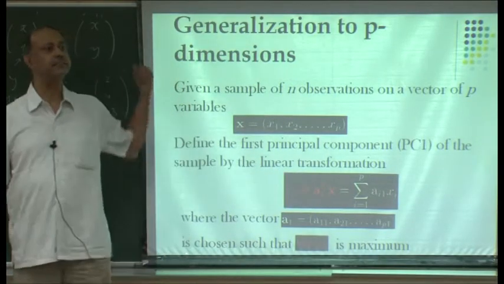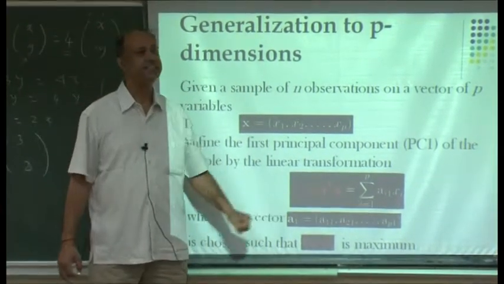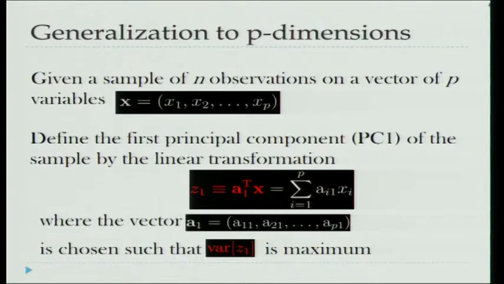This vector, this eigenvector, you have to find out such that the variance of Z is maximum. That is the problem. Right? Is it clear? So your aim is to obtain the vector A in such a way that the variance of Z1 is maximum.